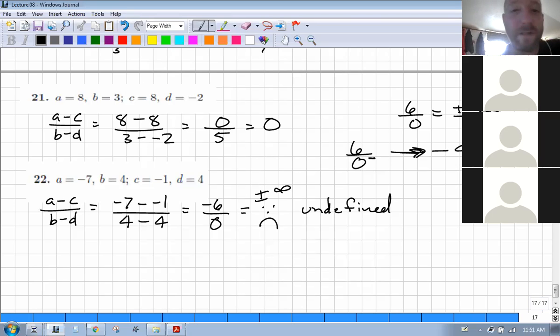All right, no zeros on the bottom. Not until you get to calculus. That's what calculus is all about, is dividing by 0.